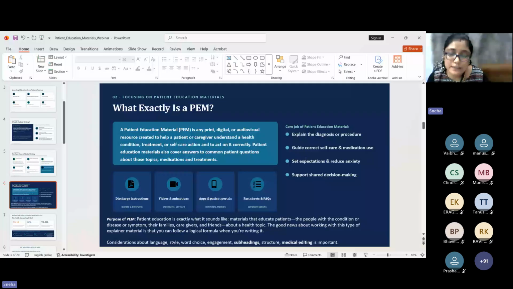Now, the good news is you can work with this type of explainer material using a logical flow or a logical formula when you're writing it. So whenever you're writing patient education material, you can apply a logical formula. A logical formula can help you write patient education material better, and that also helps people relate to your article.